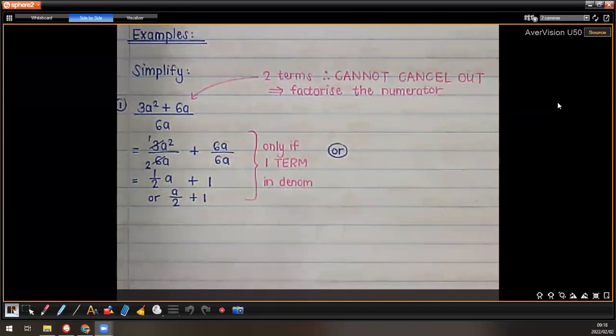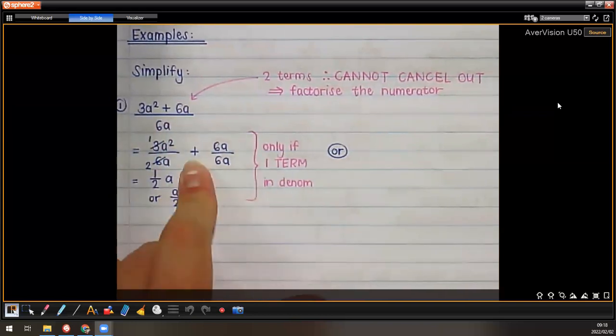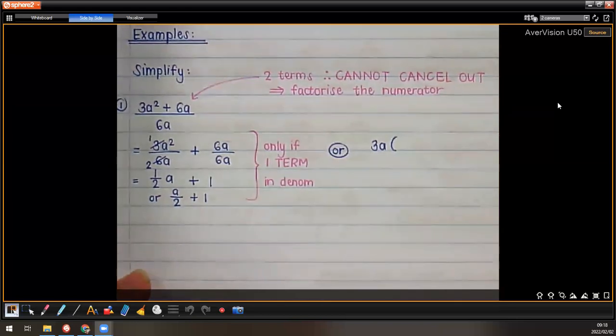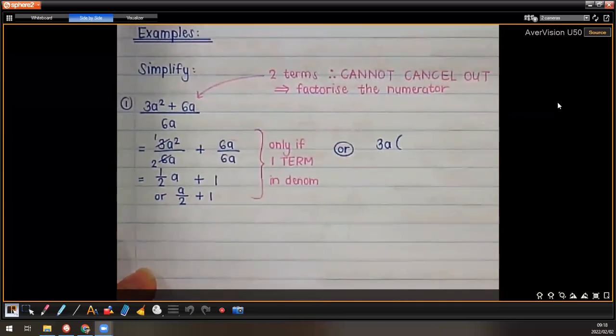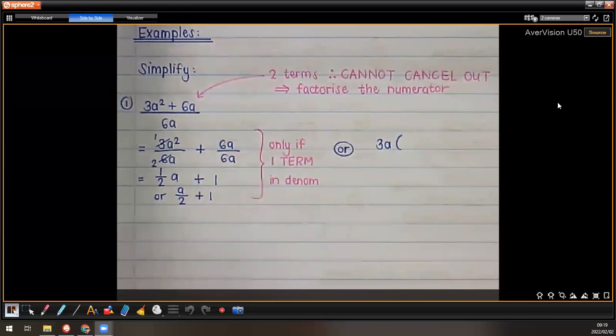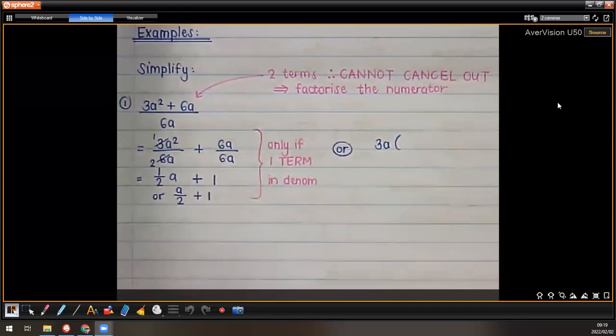So guys, at the top there, what kind of factorizing can I do? I can take out a common factor of 3a. Is that right? Because the denominator is only 1 term, so we cannot factorize it. Only factorize that. It's not really factorizing, it's just writing it as a product.